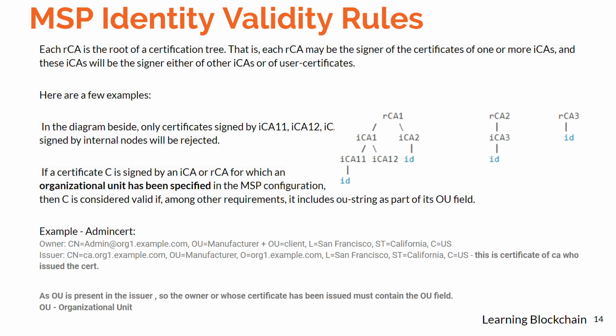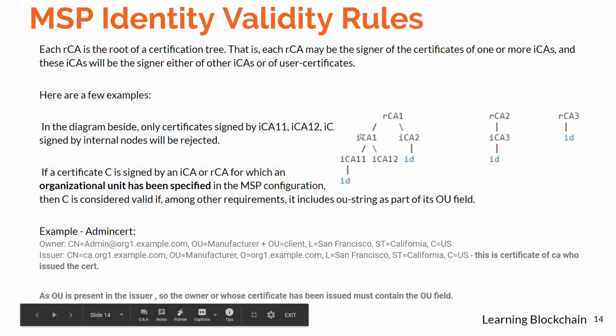Now, MSP identity validity rules. MSP identity validity means, suppose there is some root certificate, and the root certificate can issue the certificate to the peer. The root certificate is present inside the CA certs folder, and the certificate which it has issued is present inside the signcerts folder. Now we have also seen there is an intermediate certificate authority. If you follow this diagram, you can understand more about how the intermediate certificate authority works.